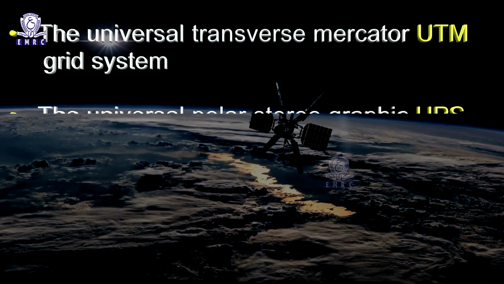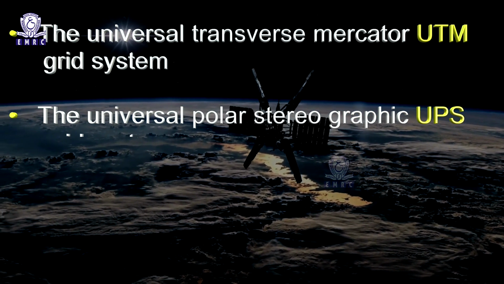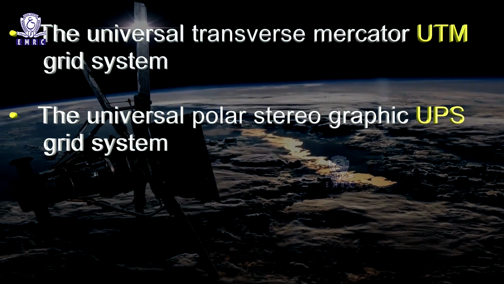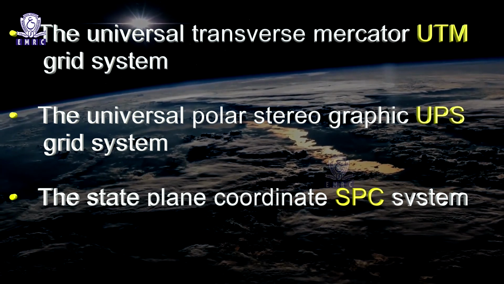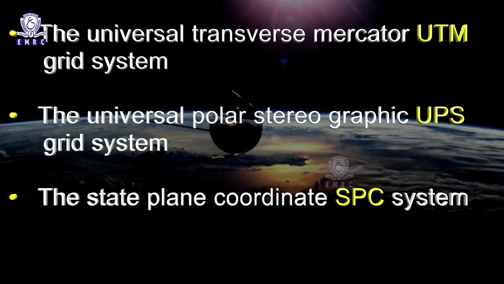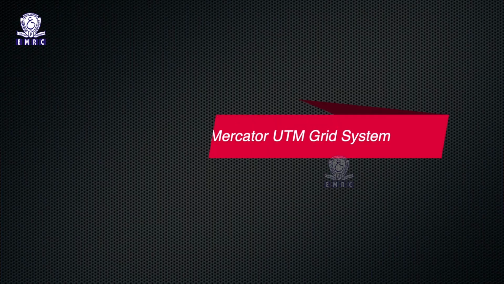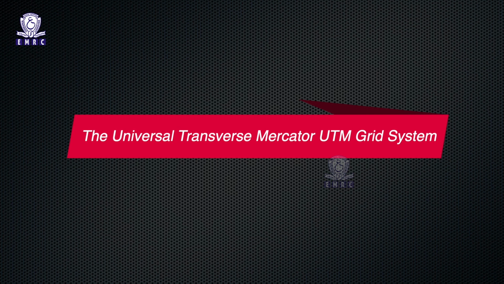Three coordinate systems are commonly used in the United States: the Universal Transverse Mercator UTM grid system, the Universal Polar Stereographic UPS grid system, and the State Plane Coordinate SPC system. As a group, coordinates of these common systems are sometimes called the real world coordinates. The Universal Transverse Mercator UTM grid system.